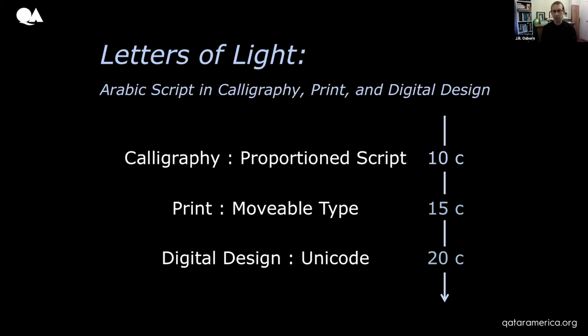The formation of calligraphy, or development of proportioned script, what we now call Arabic calligraphy, around the 10th century, then the arrival of movable type printing in the 15th century, and then the rise of computers, and specifically how Arabic interfaces with the now Unicode standard, the global text encoding standard, in the 20th century. So the book was punctuated in these three different periods, and it's organized historically.